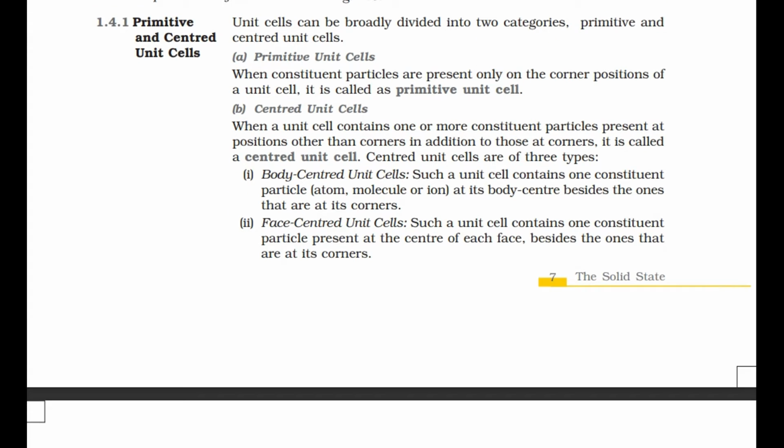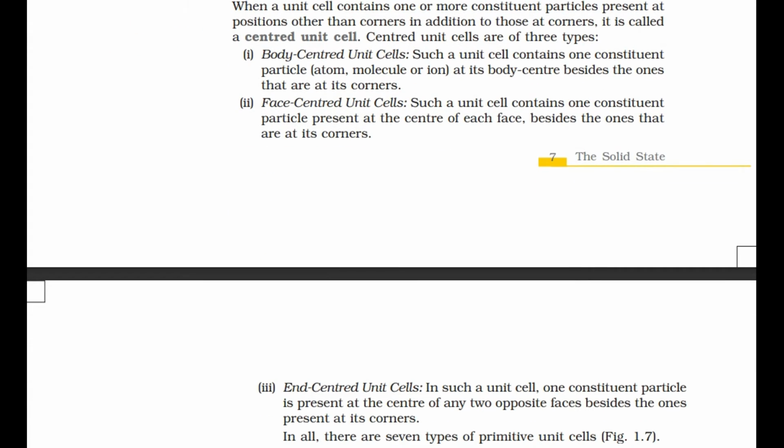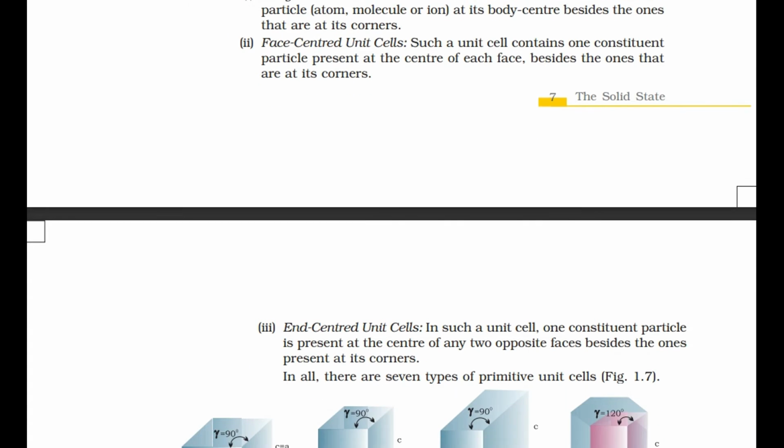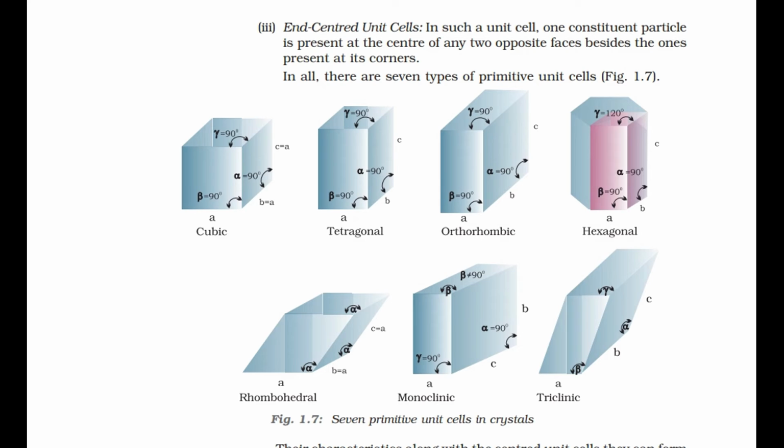Centered unit cells are of 3 types. First, body-centered unit cell. Such a unit cell contains one constituent particle, atom, molecule, or ion, at its body center besides the ones that are at its corners. Second, face-centered unit cells. Such a unit cell contains one constituent particle present at the center of each face besides the ones that are at its corners. Third, end-centered unit cells. In such a unit cell, one constituent particle is present at the center of any 2 opposite faces besides the ones present at its corners.